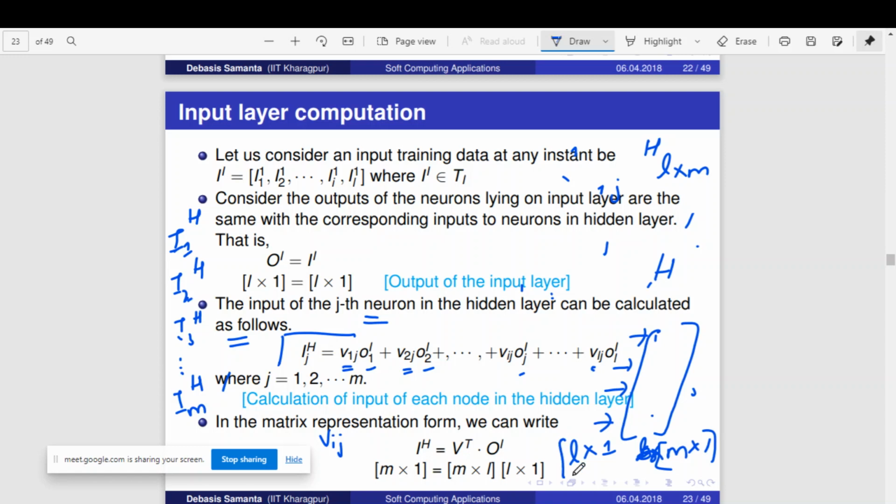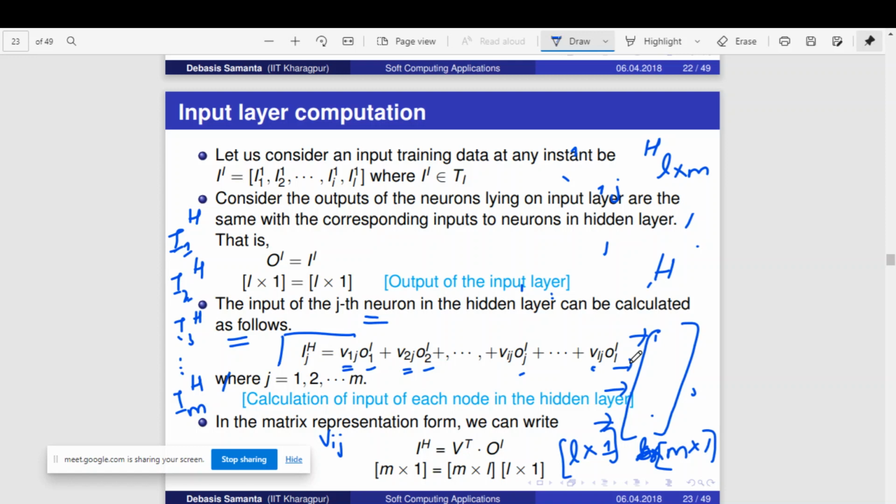Good, good. This you are understanding, right? What is the size of the input of the hidden layer alone?